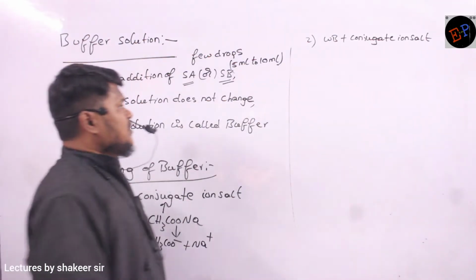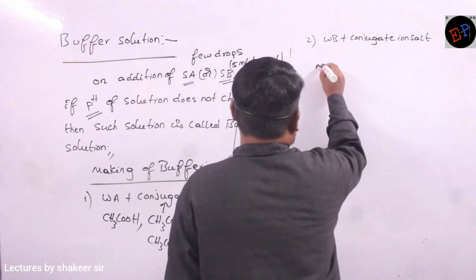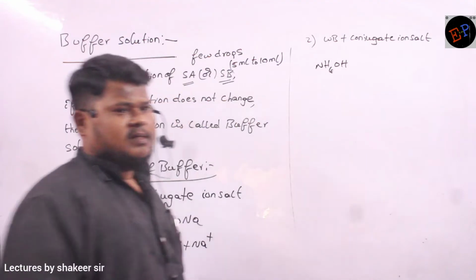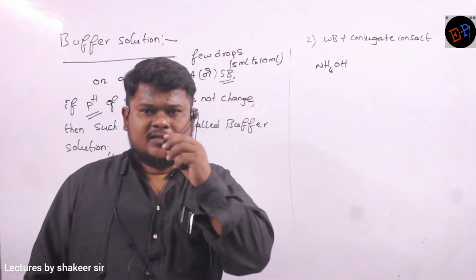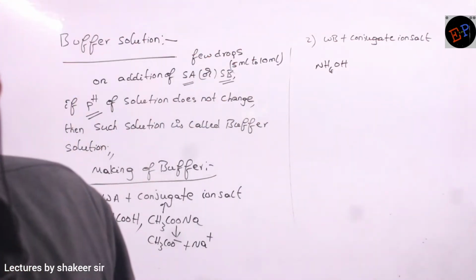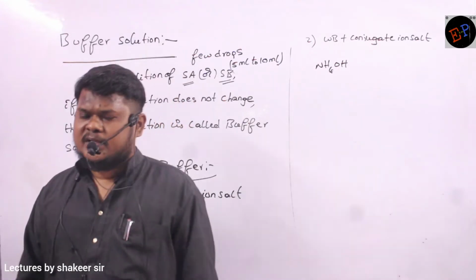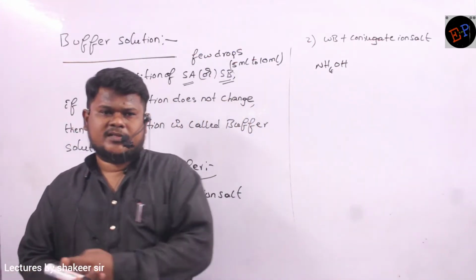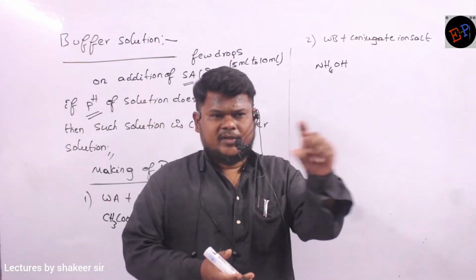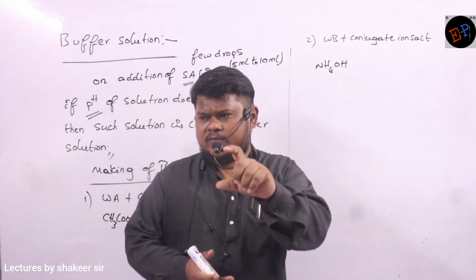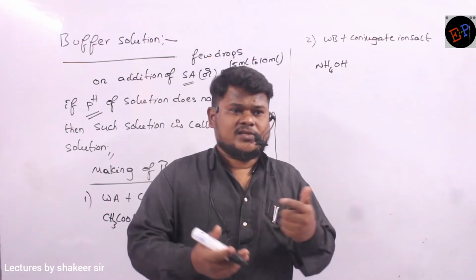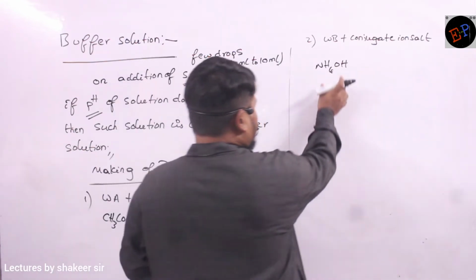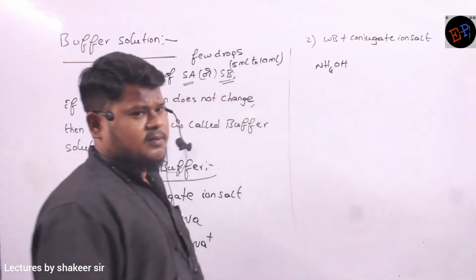Example. So weak base: NH4OH is one weak base. Already yesterday in the last class we have studied the list of strong acids and strong bases. So beyond them, every acid is a weak acid and every base is a weak base. Already we have written a list. You only have to check in that list whether the acids are stronger or weaker. Now if you see NH4OH, definitely it is a weak base.